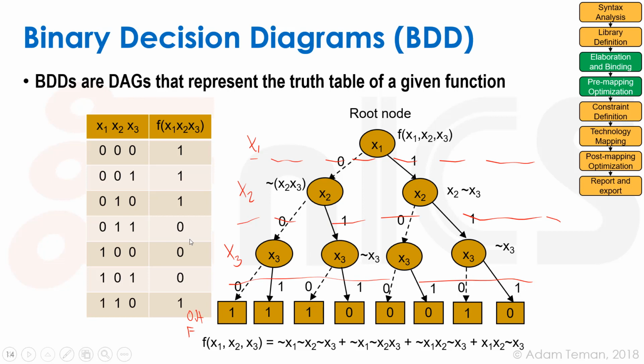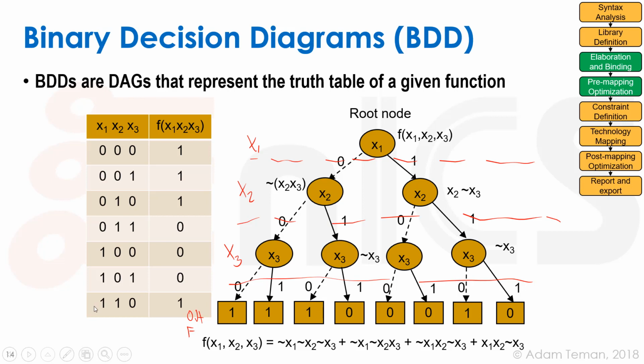Let's take an example, okay, this line, 0, 1, 0 equals 1. So again, x1 equals 0, so we go down over to here. x2 equals 1, so we go down over here. And x3 equals 0, we go down over here, and we see that the value of f is 1.